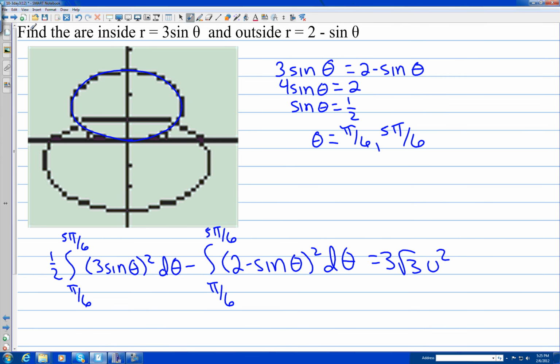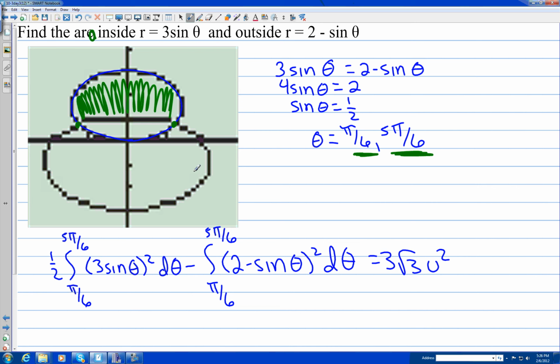In the next example, we want to find the area inside r equals 3 sine theta and outside r equals 2 minus sine theta. So let's see. 3 sine theta is in the blue, and 2 minus sine theta we've left in the black. So we want inside the circle and outside of 2 minus sine theta. So inside the circle, outside of the 2 minus sine theta, that's this area right there. Now, we're interested in this point and this point where they intersect. So if you set them equal to each other, you find out that they're intersecting at pi over 6 and 5 pi over 6.